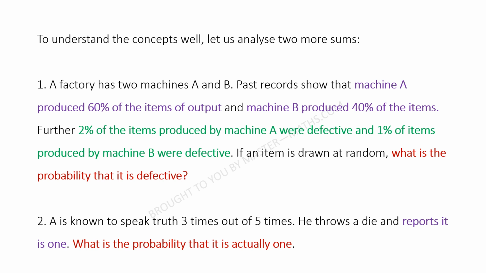What is asked is the first option, that is, what is the probability that it is actually 1. So, this sum falls under the concept of Bayes' theorem. You have to now find P of E1 given A. Are you clear about what to find? So, do these two sums yourself. Hope you are clear about both the concepts and how to identify the sums.